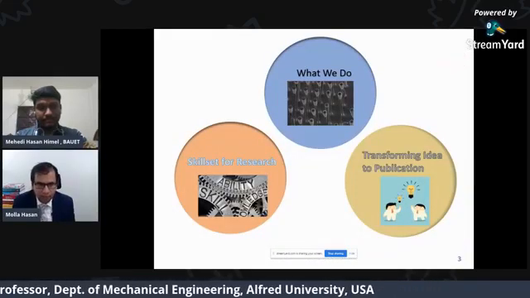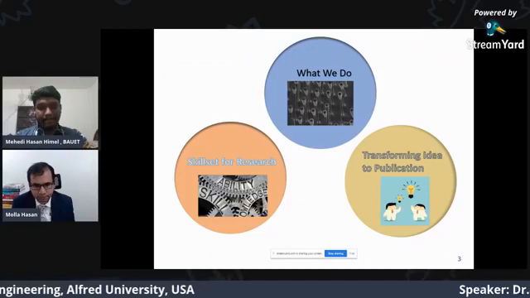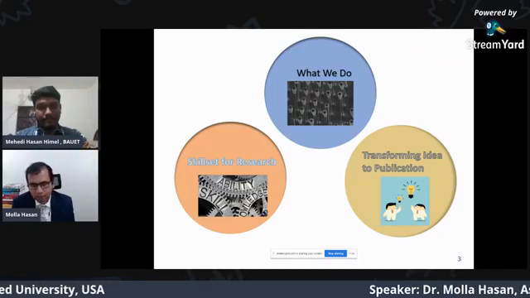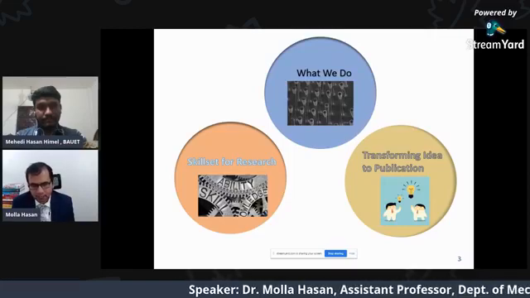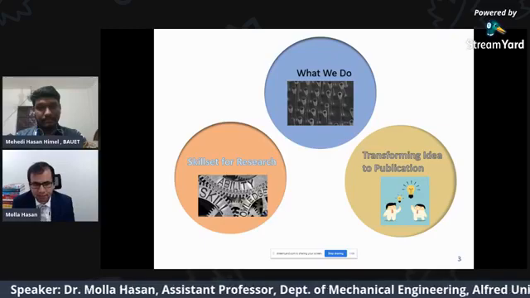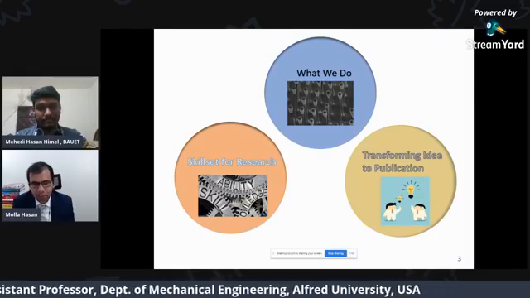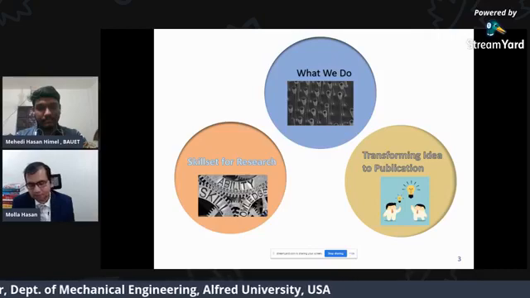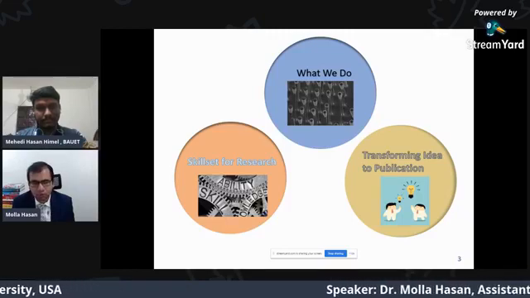Today I will cover three major prongs. First, I will discuss what we do. Second, I will try to elaborate what kind of skill set is required for experimental research. And third, I will show a couple of examples of how you can transform your small idea to a publication.